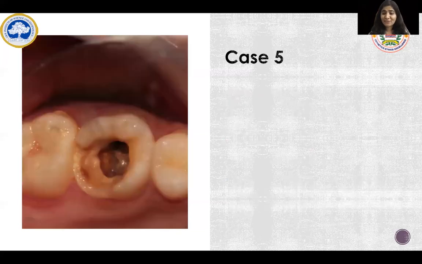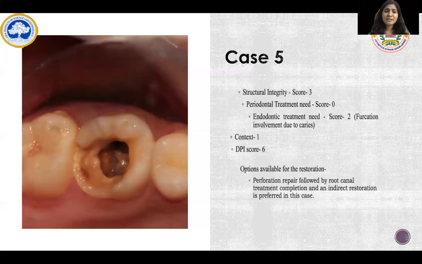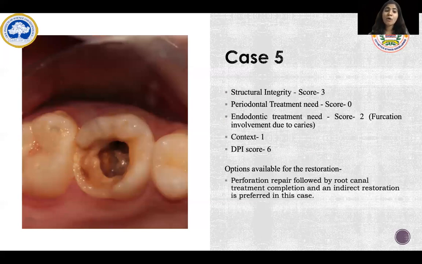Now, coming to case 5, a structural integrity score of 3 has been given because we can see that a lot of tooth structure has been lost due to the decay. Now, a periodontal treatment need of score 0 is given. However, an endodontic treatment need of score 2 is given. This is because of the furcation involvement that had occurred due to the caries. So, due to the presence of a perforation in the furcation area, first we have to go ahead with the perforation repair, followed by the root canal completion, and an indirect restoration can be preferred in this case. Now, a total DPI score of 6 is received.